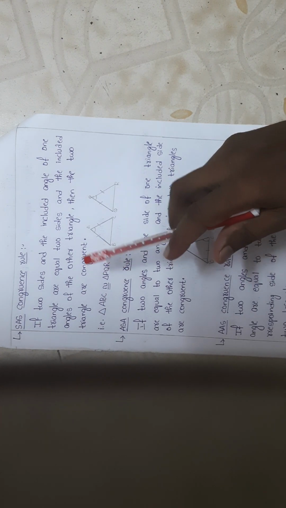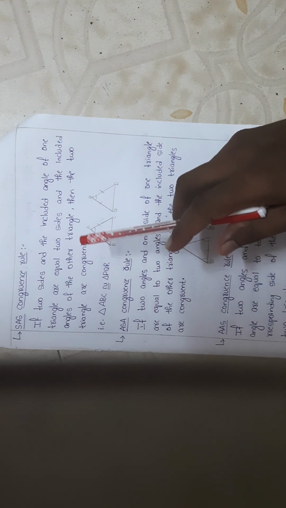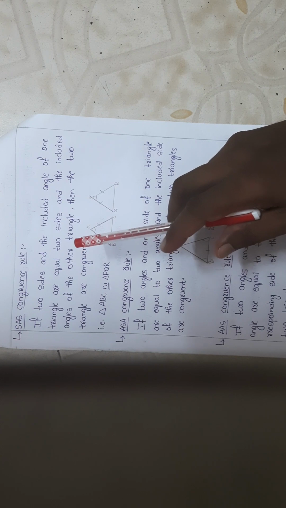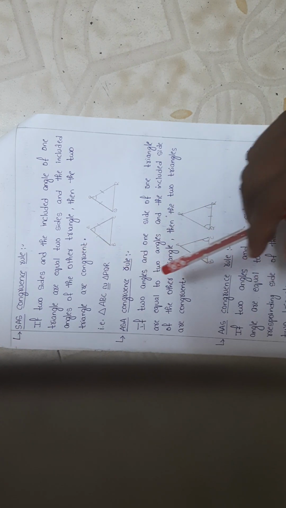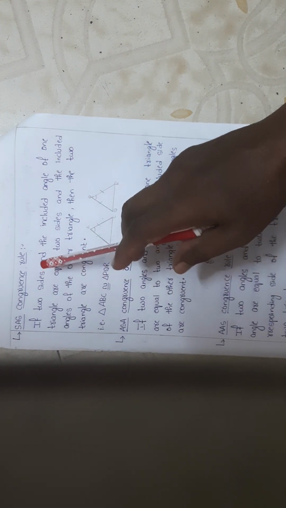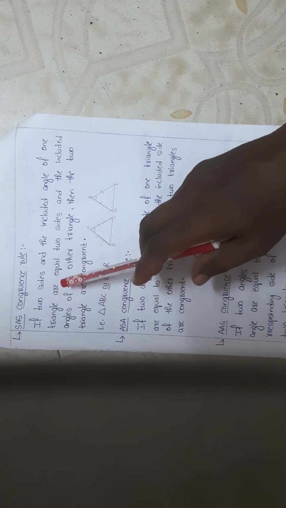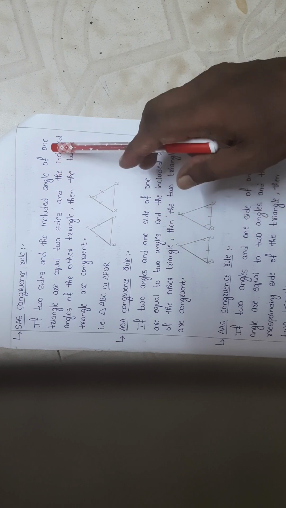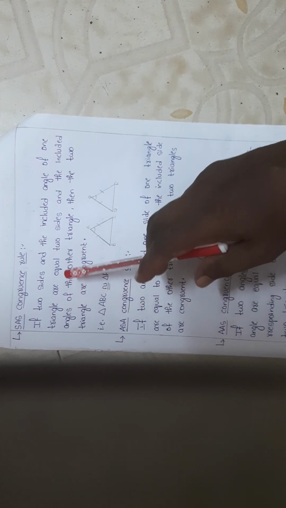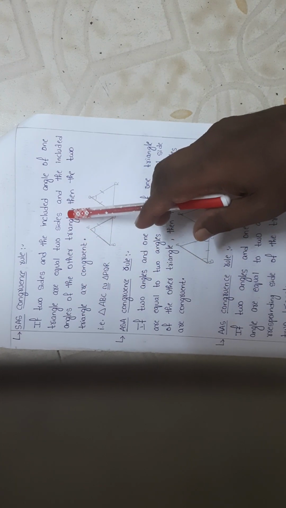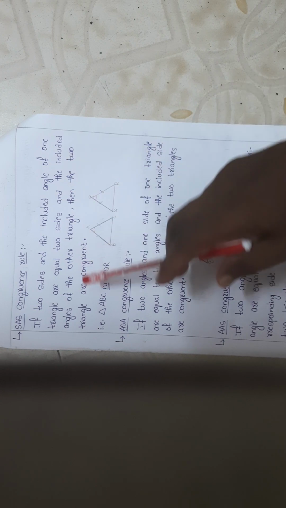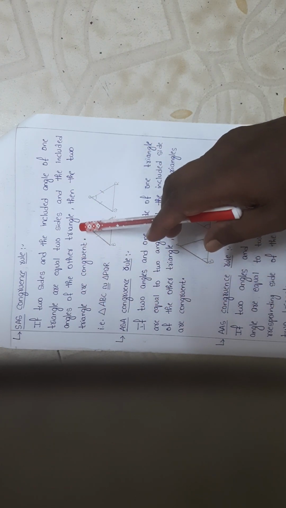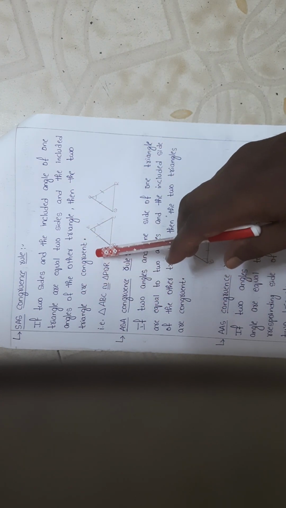Here we are discussing congruence rules. There are 5 congruence rules. One after one we will discuss. SAS congruence rule: if two sides and the included angle of one triangle are equal to two sides and the included angle of the other triangle, then the two triangles are congruent.